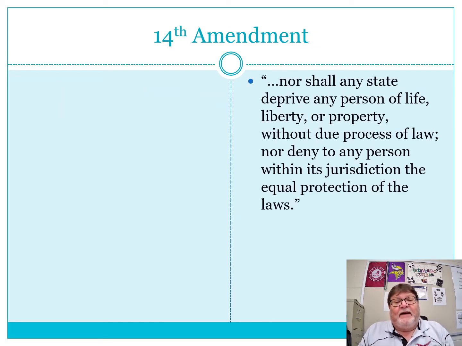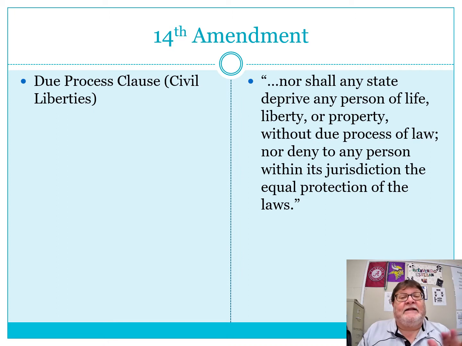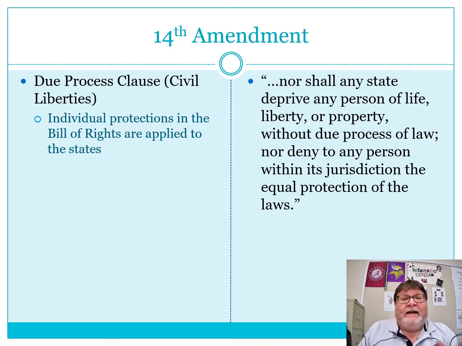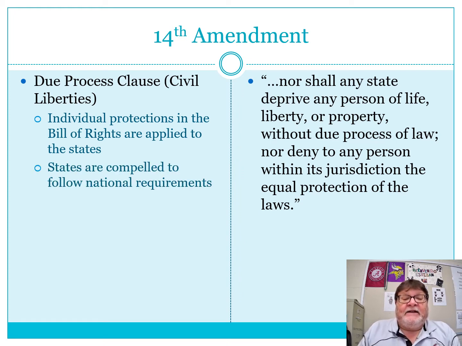But it still goes back to the 14th Amendment. There it is in its entirety now. We've already dealt with that first part, right? Nor shall any state deprive any person of life, liberty, or property without due process of law. That is the civil liberties part, and hopefully we made that really clear. Remember, that's the individual protections in the Bill of Rights applied to the states, and the states are compelled to follow national requirements once it's incorporated, right? So we've got civil liberties, 14th Amendment, due process, incorporation.